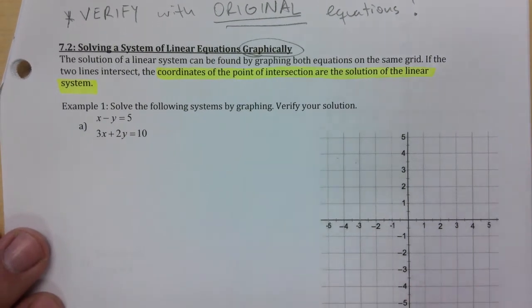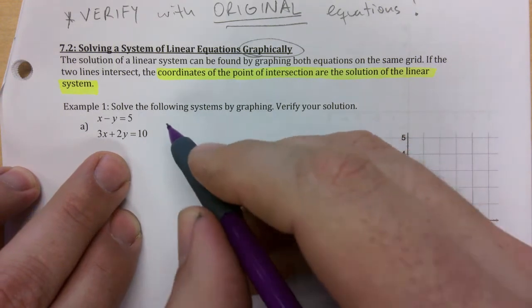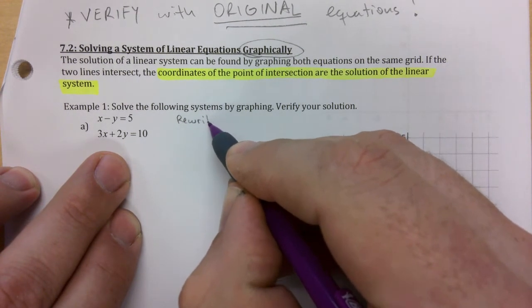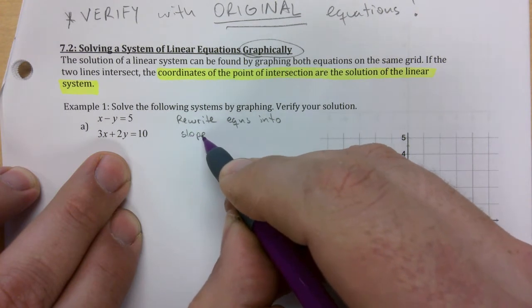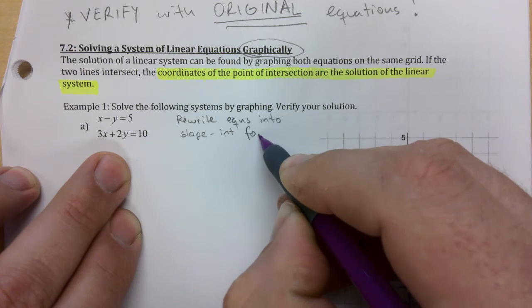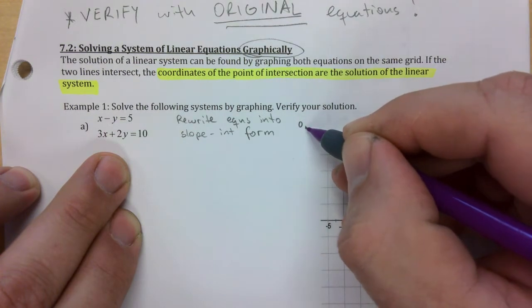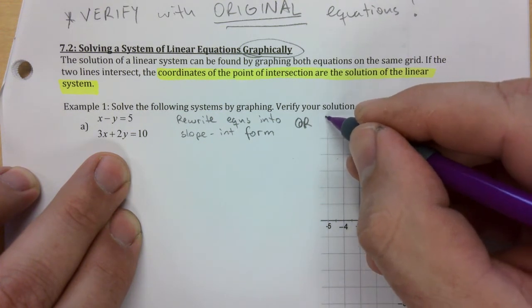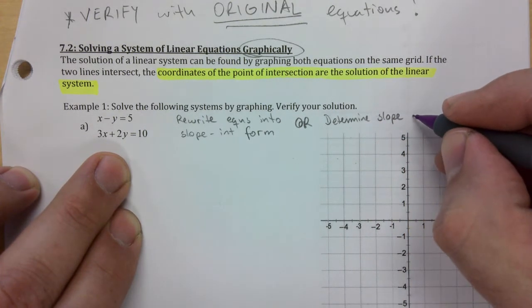So you have options. We don't have room to talk about all of the options, but what I normally tend to do is I tend to rewrite my equations into slope-intercept form. Okay. I will do that here. Maybe rewrite equations into slope-intercept. Or I'll put a little or here. Determine slope and starting point.